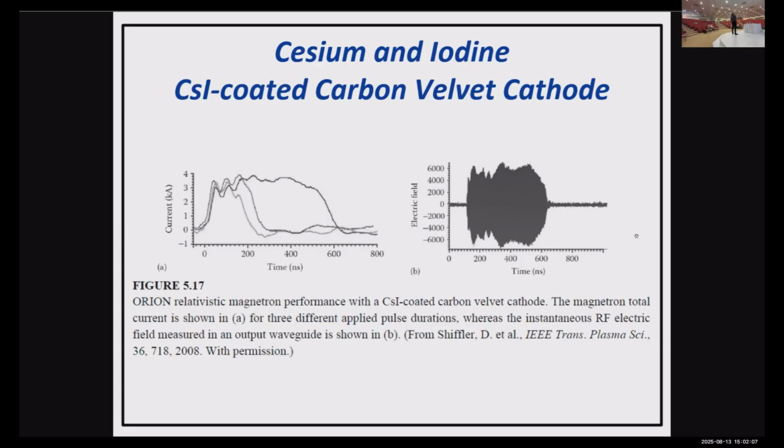You see, their pulse, for their Orion facility, is a very long pulse. For real life, our pulse is around 100 nanoseconds, so we can get away with it. We don't need to use this advanced technology and add more cost to our device. Very fast pulses. This cesium iodide coating.